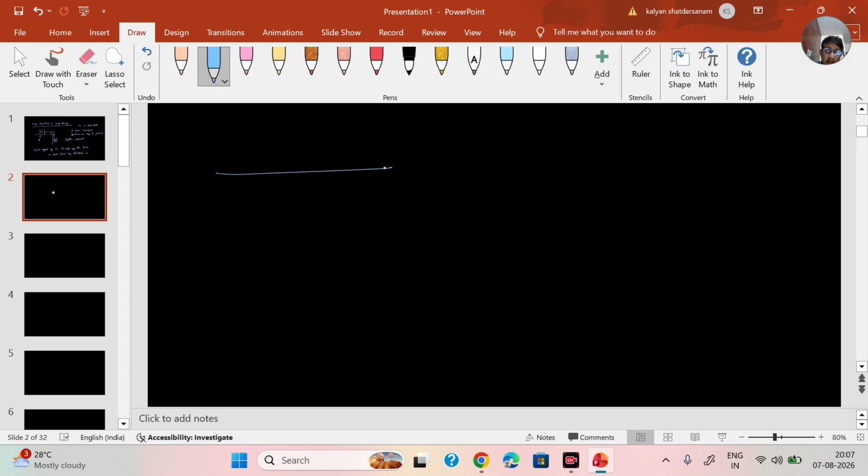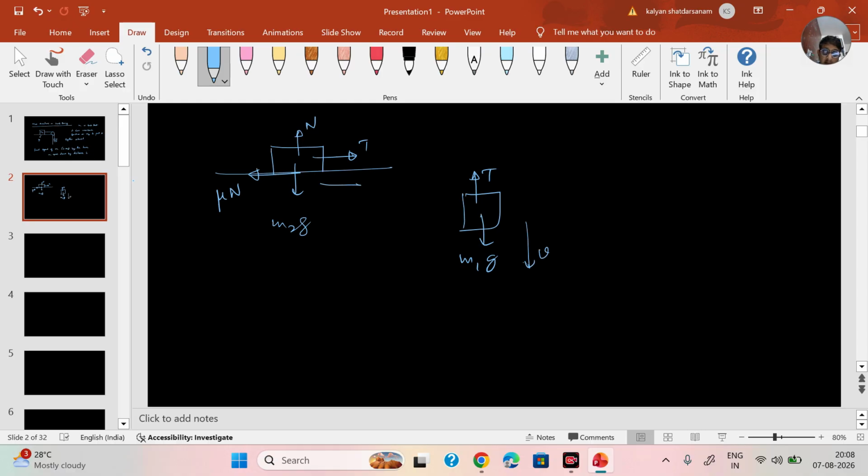If you draw the free body diagrams on m2, there is m2g, there is the normal force, there is tension, there is friction mu n, the kinetic friction, and on m1 there is m1g, there is T. So after this moves down a distance L, let us say it gets a speed v. This would have also moved to the right by distance L, it would have got a speed v.